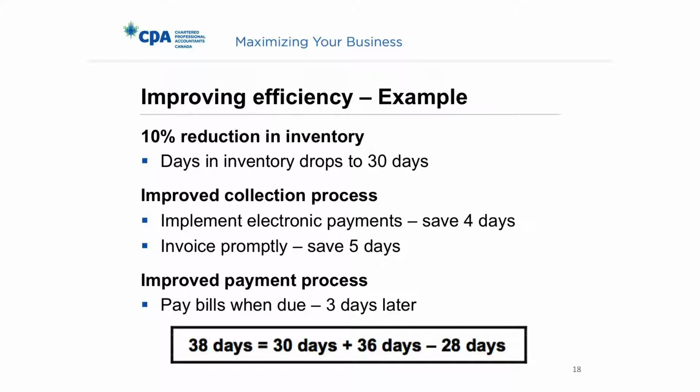Lastly, our business began paying bills when they were due, but not before. This results in a 3-day increase in the payment period. Overall, the cash conversion cycle drops from 53 days to 38 days.